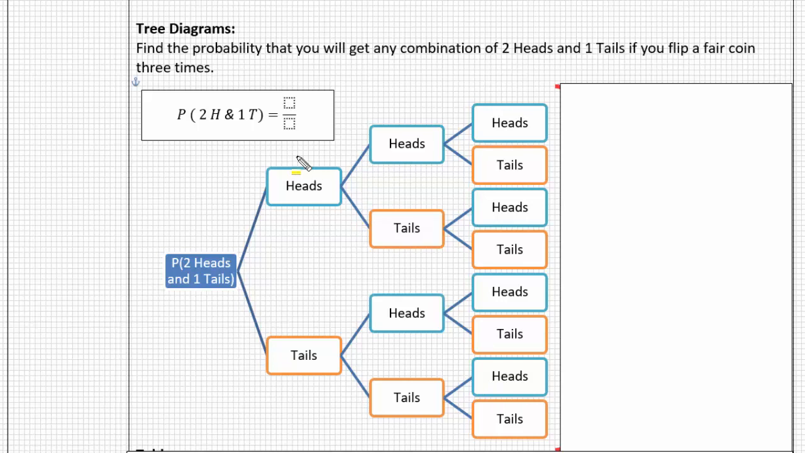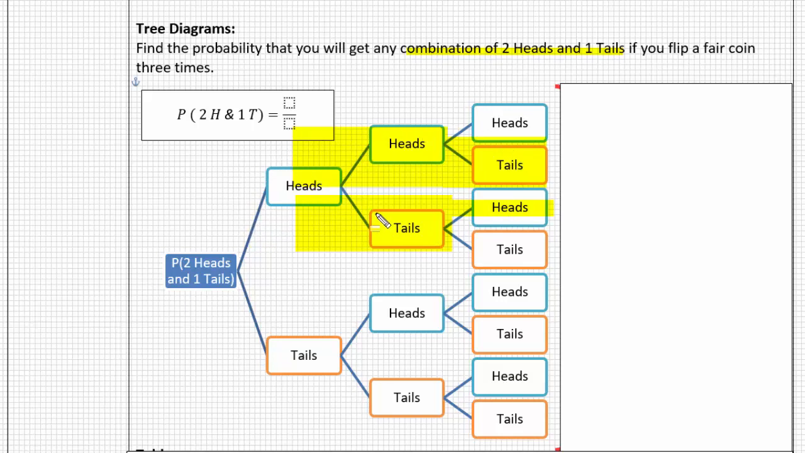So the question asked us to find any combination of 2 heads and 1 tail. So we want to look at this and see, where does that happen? Well, I could start with a heads, get a second heads, and then get a tails. So there's 1 path. I could also have gotten a heads on my first flip, then a tails, and then a heads. Here we would have gotten 2 heads and 1 tails, just in a different order. Heads, tails, heads.